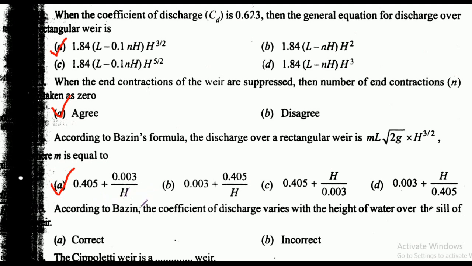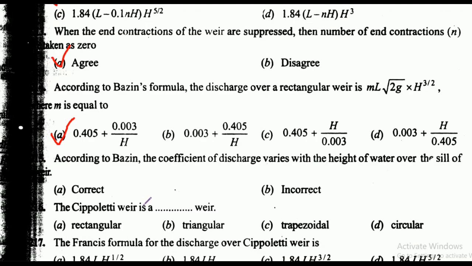Next is, according to Bazin, the coefficient of discharge varies with the height of water over the seal of the weir. Is it correct or incorrect? So here friends, this statement is true. So option A is the correct answer, that is correct.